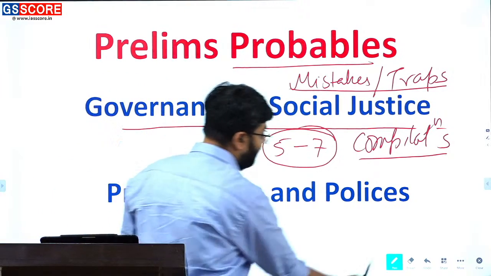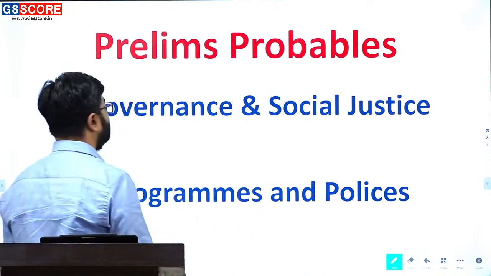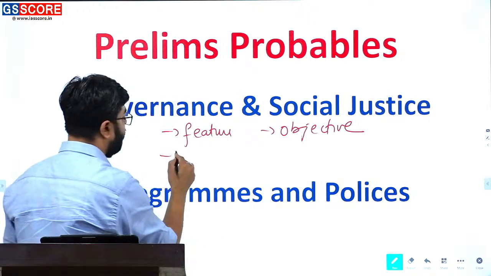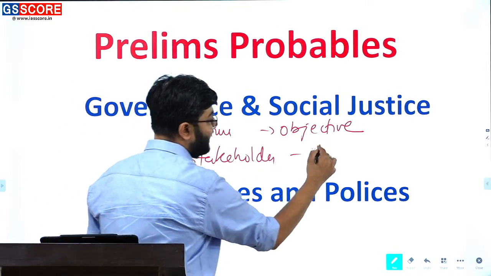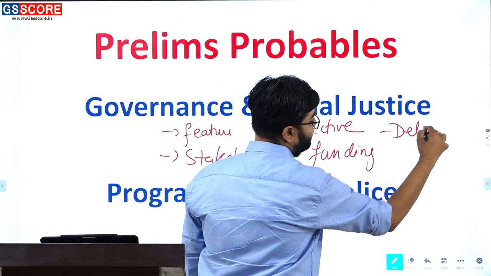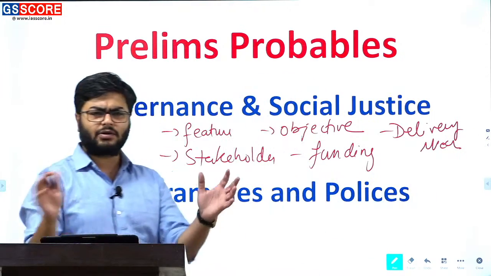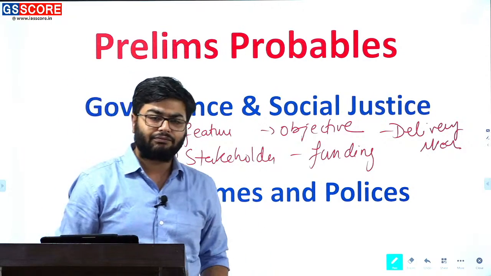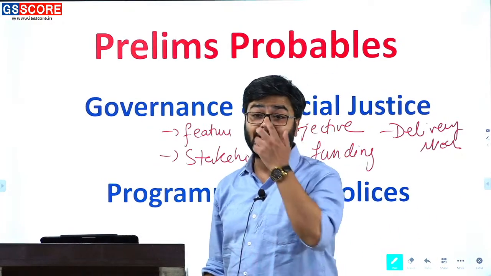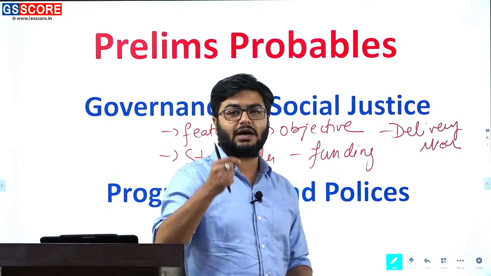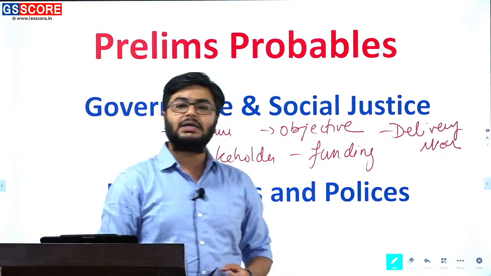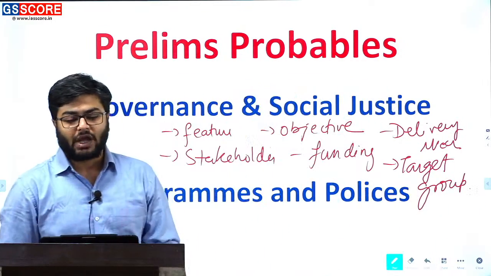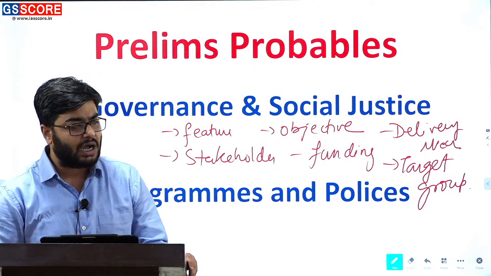If you look at any policy or a program, you will find that there would be certain features: objective, stakeholders, funding, delivery mechanisms. These are going to be the broad details. For example, the nodal ministry and the departments which are involved would constitute the stakeholders. The delivery mechanisms would entail whether it's a subsidy scheme, a monetary transfer scheme or an in-kind scheme. Along with that, most importantly, the target group.